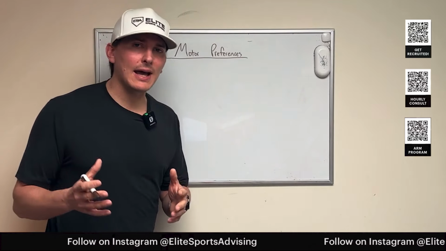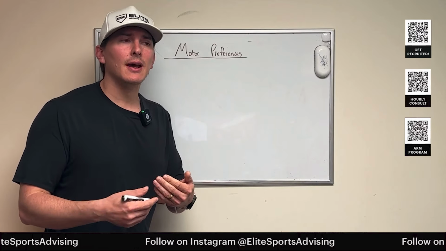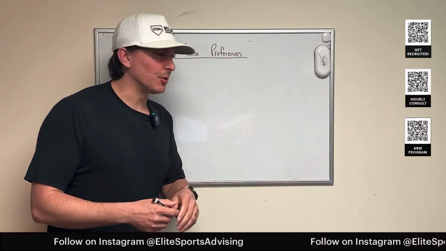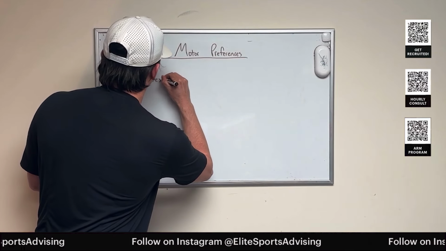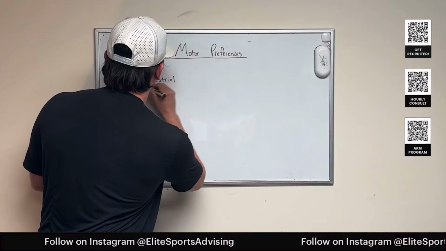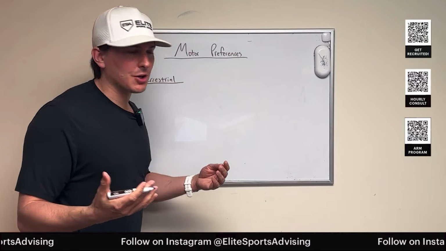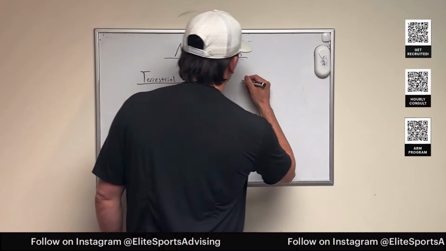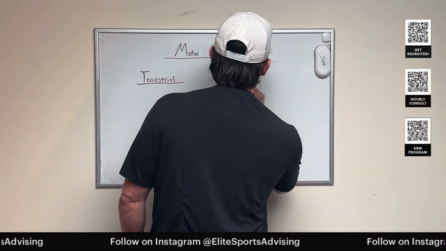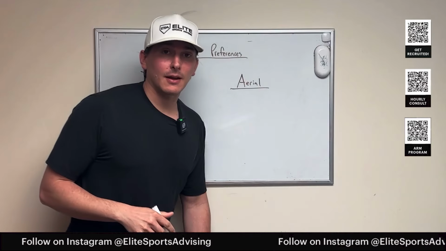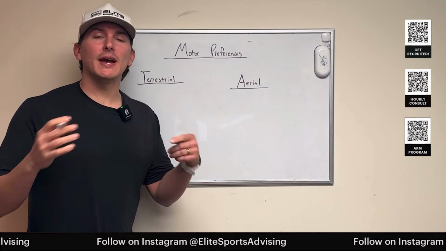So guys, these two categories are almost exact opposites in how their bodies function, how their bodies move. And so the first one is terrestrial. And you can probably tell by the name how they like to function. But the second one is an aerial. Now, the differences between these two are enough to make your head spin.